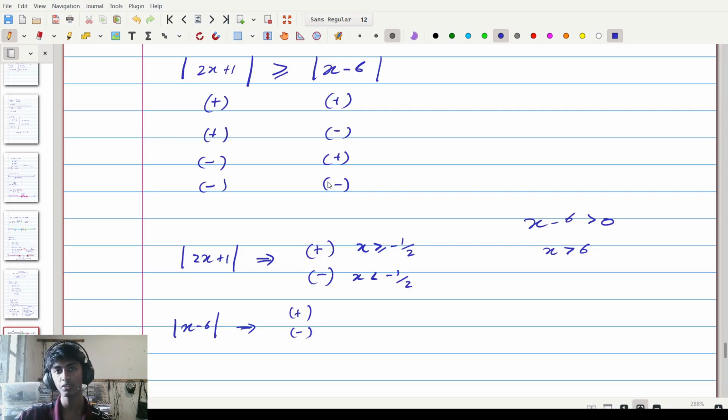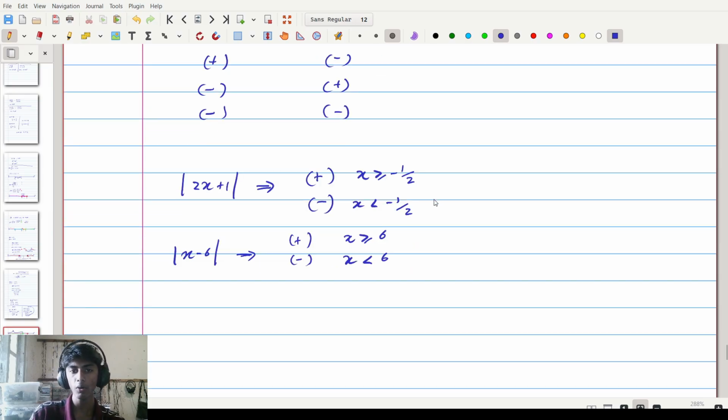So therefore, it's going to be greater than 6, but we have to include the 0. Therefore, this value on the inside is going to be positive for x greater than or equal to 6. So it's going to be negative for any values of x that are less than 6. So we have this. Note, in this case, there are certain overlaps.